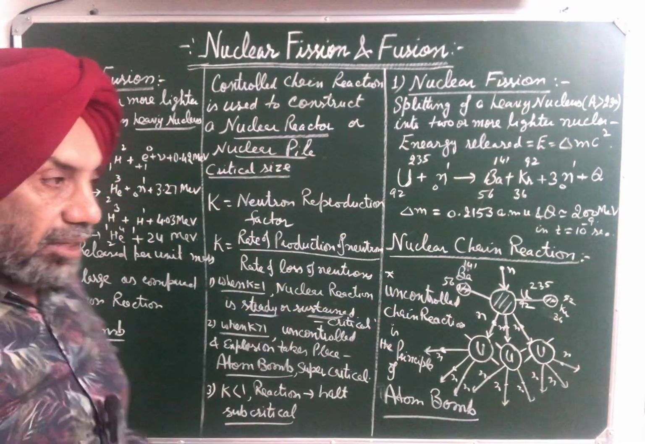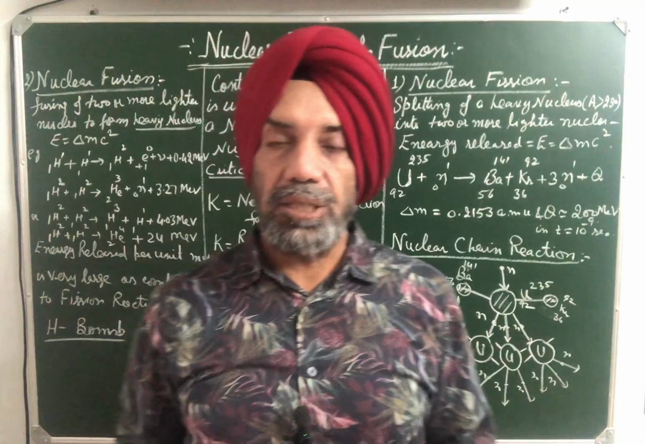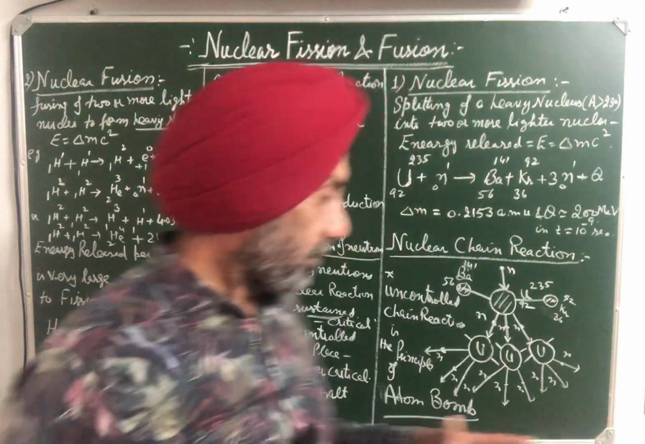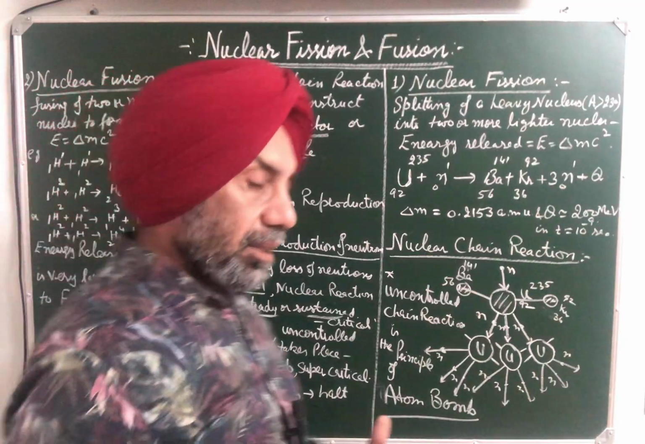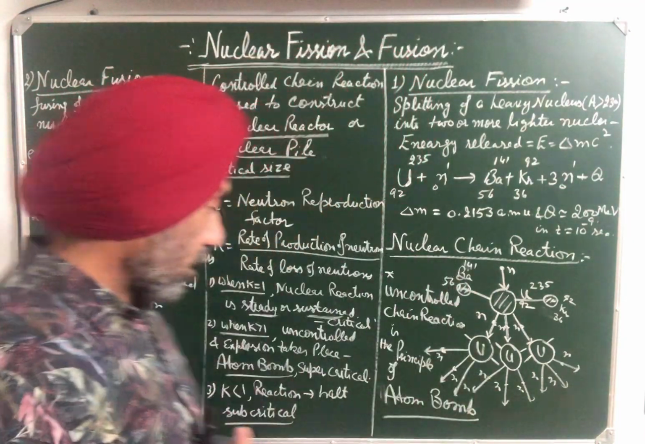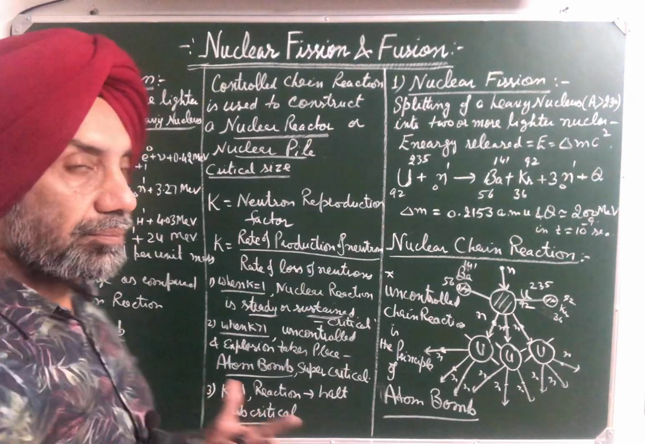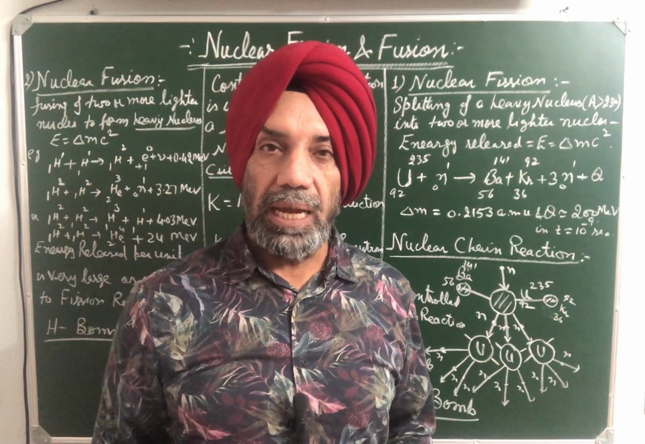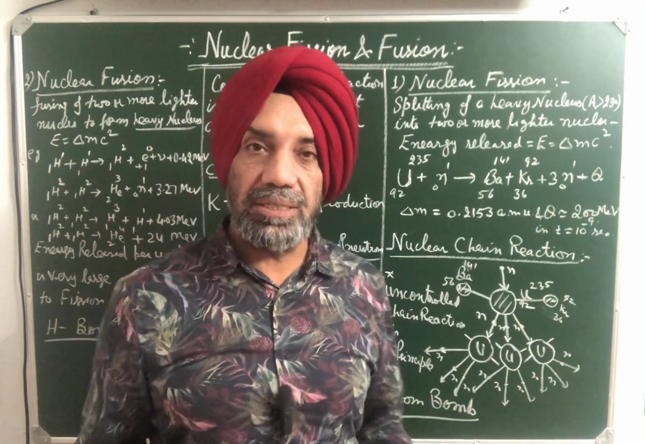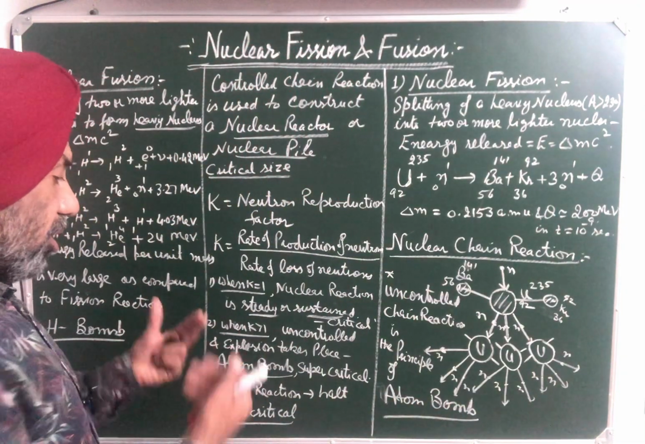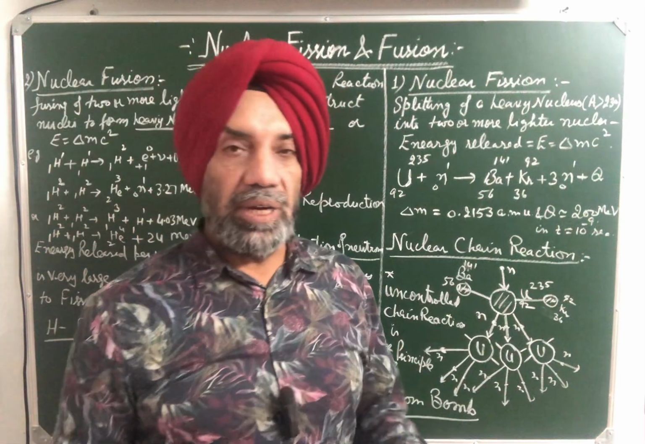When K is greater than 1, the nuclear chain reaction becomes uncontrolled, and it is said to be the supercritical stage, and the mass is said to be supercritical mass, the size is said to be supercritical size, and this is the principle of atom bomb explosion that will take place soon.